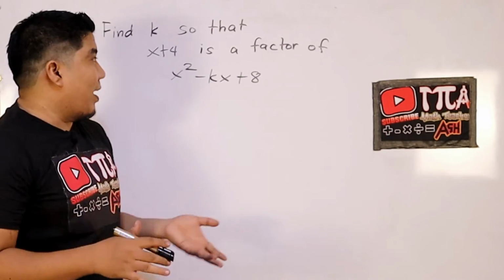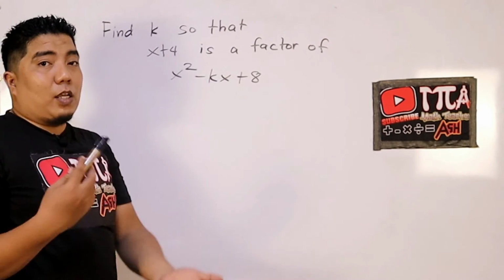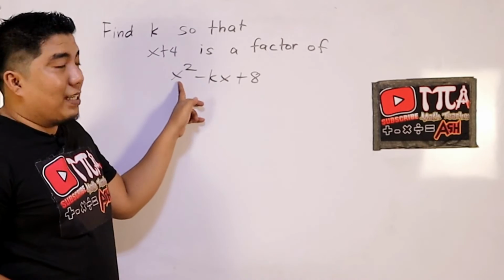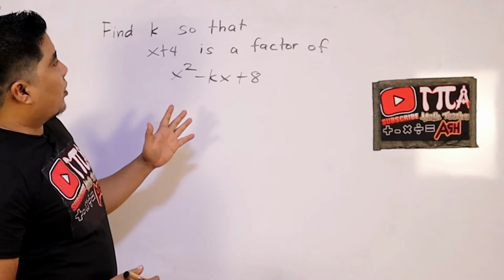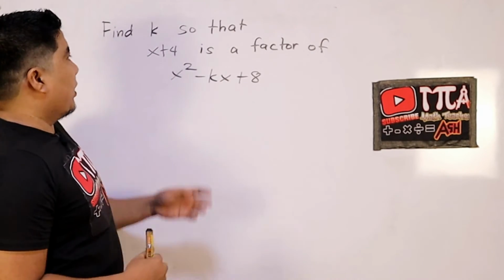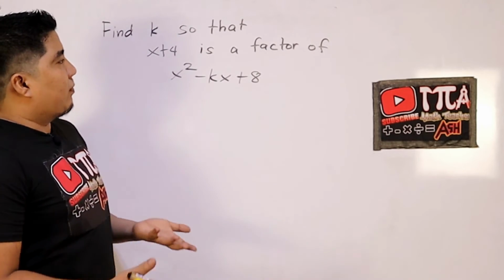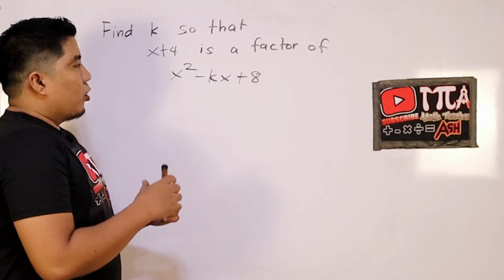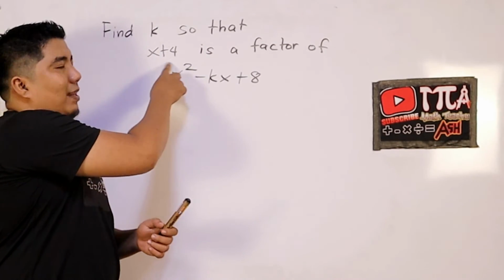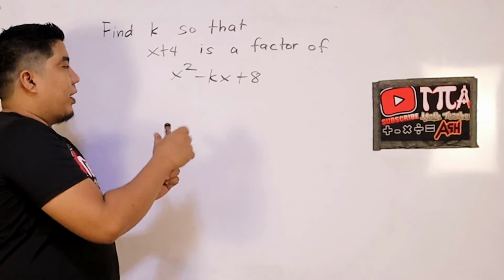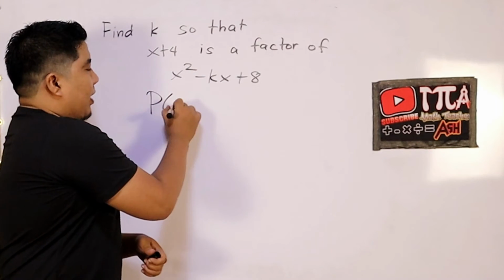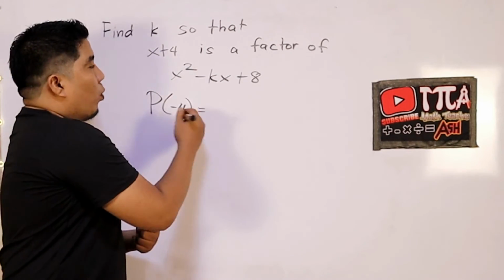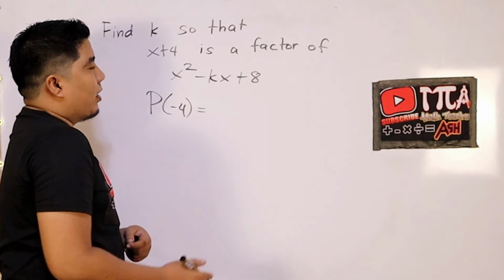Okay, math learners, we have our last example, and this is a quadratic expression because this is in the second degree. So the problem is, find k so that x plus 4 is a factor of x squared plus kx plus 8. So the same process, we will get the r for this given divisor, and that is negative 4. Okay, and then we substitute it to our x here in the polynomial.